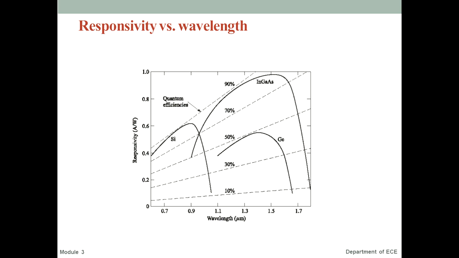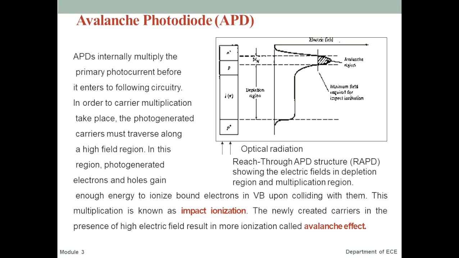Silicon can be used for the wavelength from 0.7 to 1.1, and germanium is suitable for the wavelength from 1.1 to 1.7, and indium gallium arsenide is suitable for making detectors from 0.9 to 1.7, and it yields better efficiency compared to silicon and germanium. High quantum efficiency is possible with the three-element alloy indium gallium arsenide. And that's all about the pin photodetector.